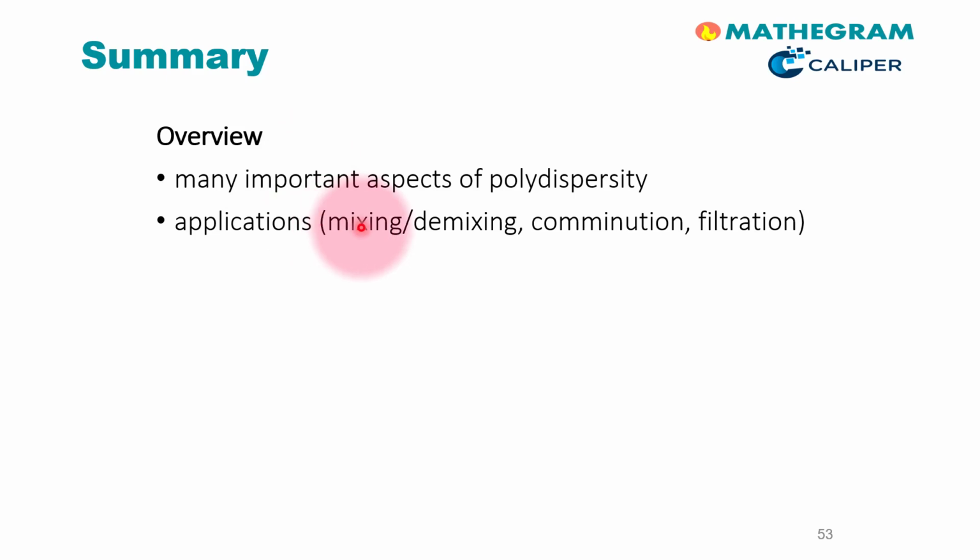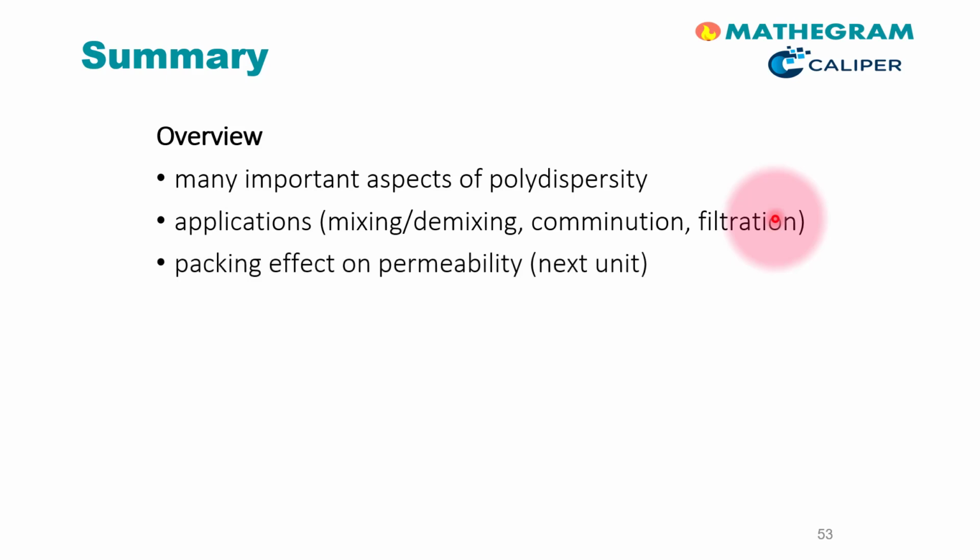For example, this includes mixing and demixing phenomena, comminution processes or filtration processes that may suffer in case the material to be processed is polydispersed. This is mainly due to the effect of the packing on the permeability. More on this in one of the next units.